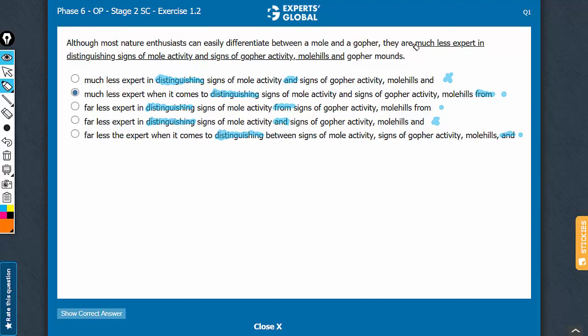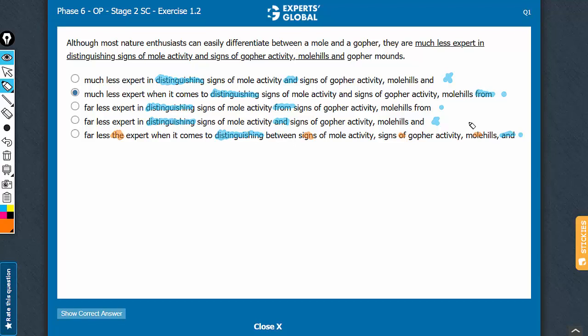So nature enthusiasts are far less the expert. The expert? No, far less expert would be the right usage. And then when it comes to distinguishing between, now this says 1, 2, 3 and 4 things, that changes the meaning. The meaning is that they are far less experts in distinguishing A from B and C from D, something like that. The meaning is not that they are far less experts in distinguishing among 4 things.